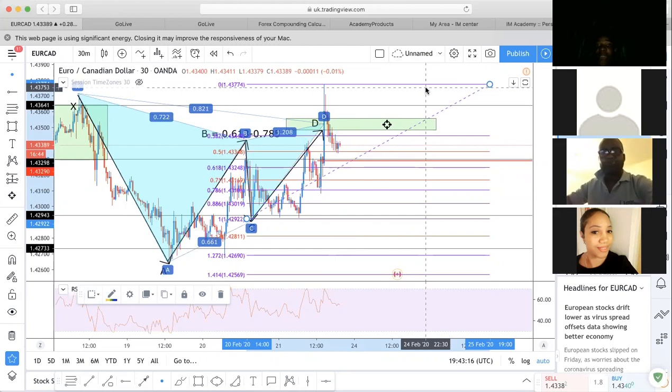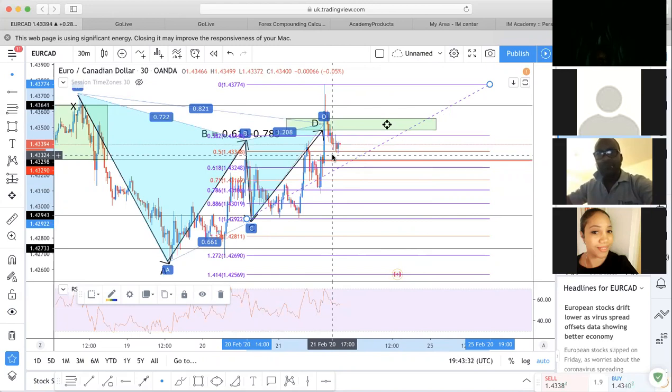That's the reason why I want you to go back, measure the move from where price actually began retracing from, readjust, and take your TPs from the 38.2, 61.8, and then the 78.6.